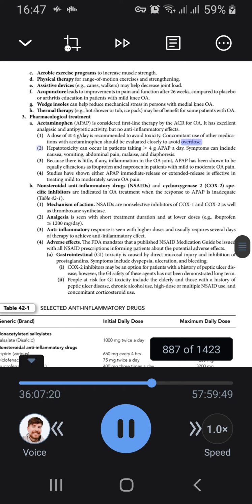2. Hepatotoxicity can occur in patients taking more than 4 grams of PAP a day. Symptoms can include nausea, vomiting, abdominal pain, malaise, and diaphoresis.